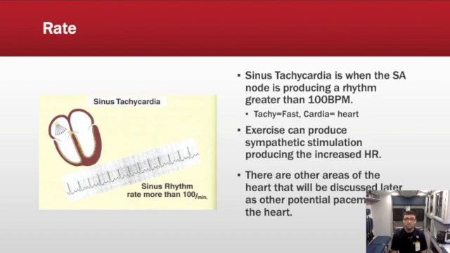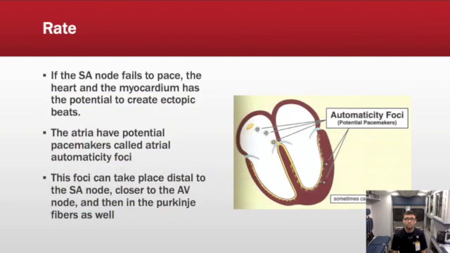Sinus tachycardia is when the SA node is producing a rhythm greater than 100 beats a minute. Tachy is fast and cardia is heart, so sinus tachycardia is greater than 100 beats a minute. Exercise can produce sympathetic stimulation, which causes the heart rate to be increased. There are other areas of the heart that we'll be discussing later that also can cause heart rates greater than 100. If the SA node fails to pace, the heart and the myocardium has the potential to create ectopic beats.